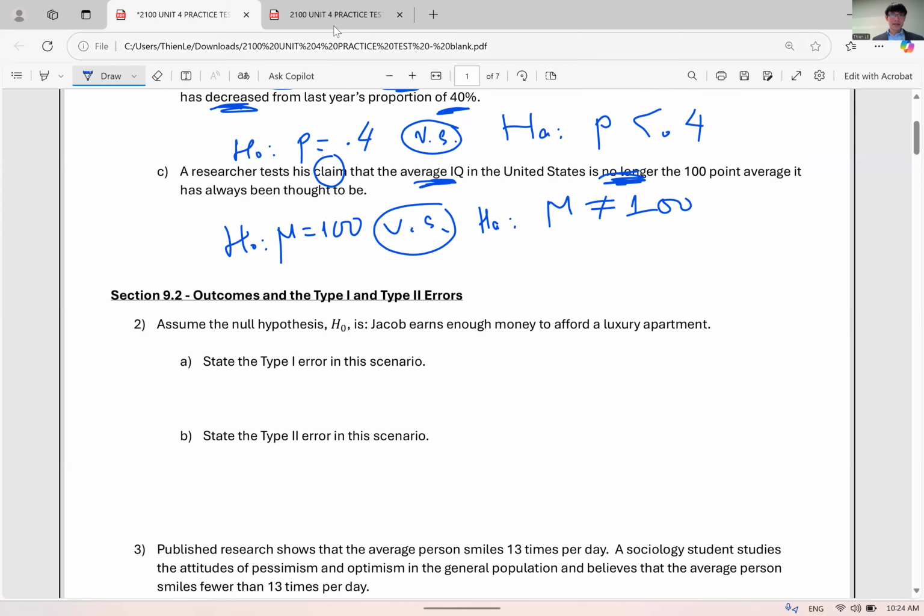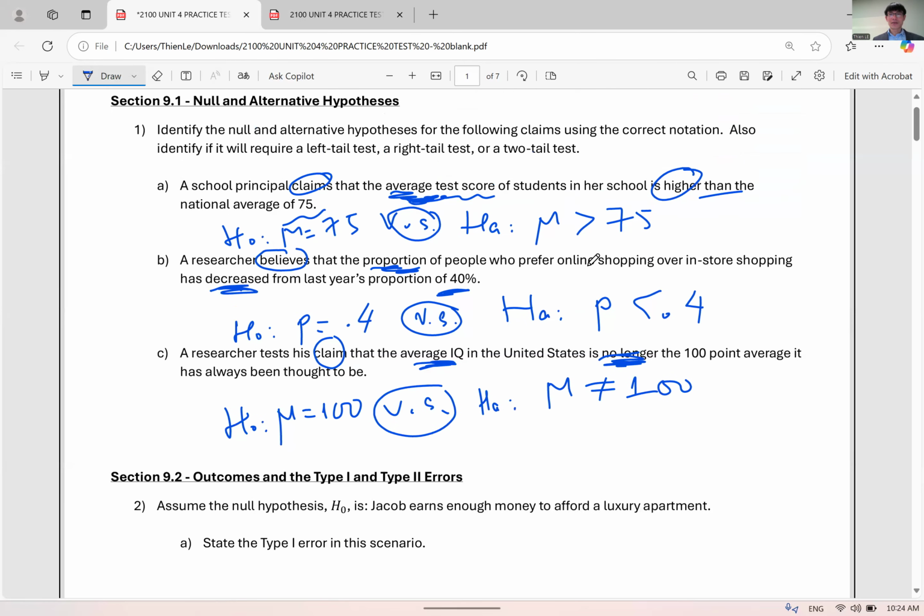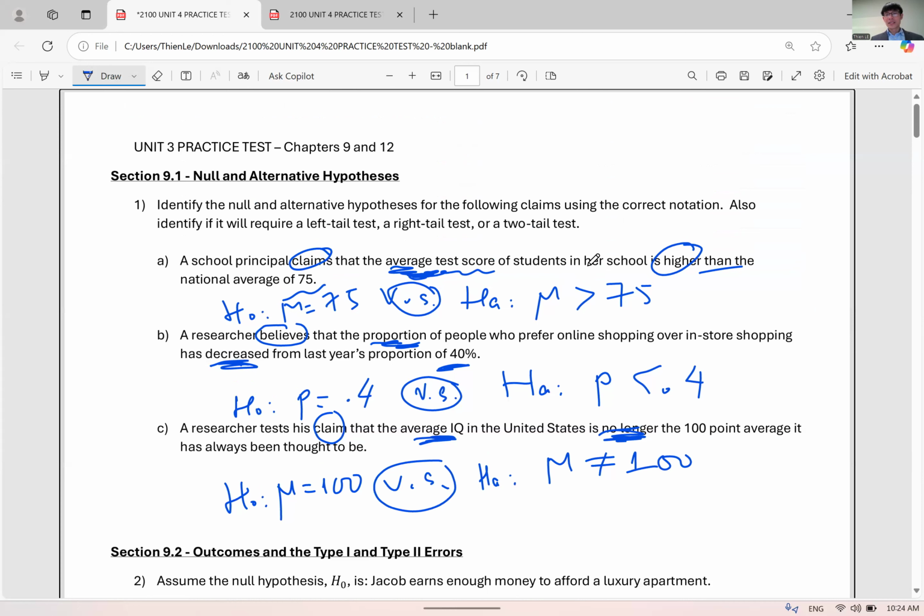Okay, so let's check if we have the solution correct. Then yes, it's correct. We also need to decide whether it's a right tail, left tail, or two tail test. This is the greater than, which is the right tail test, because the region that can help you support the alternative will be this region.